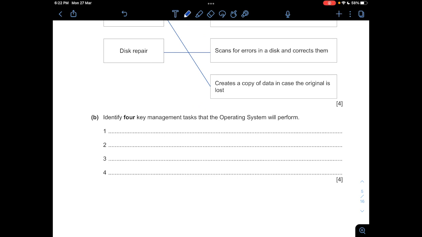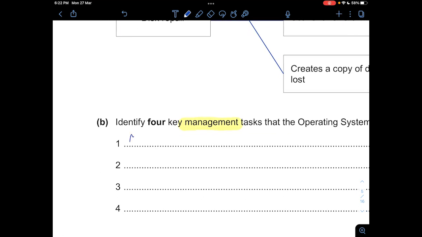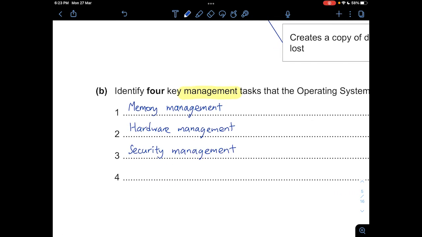Identify 4 key management tasks the operating system will perform. So the keyword here would be management. This is not scattered around the textbook, it's easy to find. So the 4 key management tasks would be memory management. This is one. This manages the memory. Hardware management, which manages the hard drive. Security management, which manages the security on your computer. And then the last one would be file management.